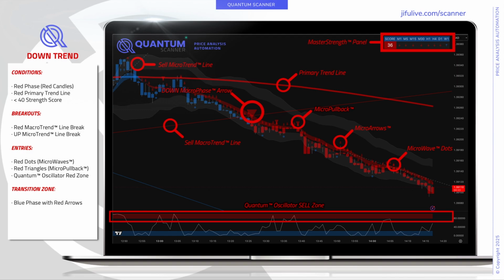Specific entries can be identified utilizing the red dots through the microwave tool, red triangles, which indicate micro pullbacks in the market, and the quantum oscillator red zone, indicating potential areas and zones where price may respond before it continues in the direction of the trend. Transition zones can be identified if we see that price is in a blue phase but with red arrows, as you can see on the left side of the chart.